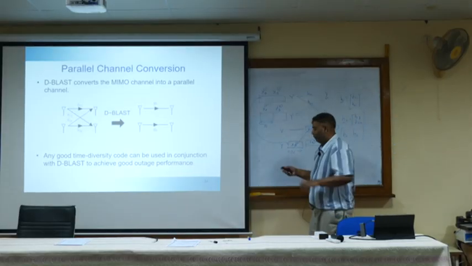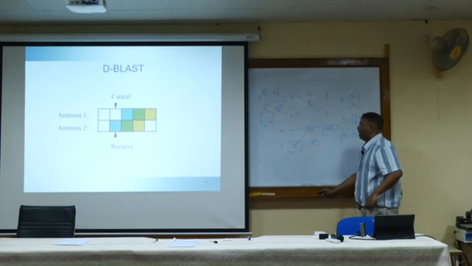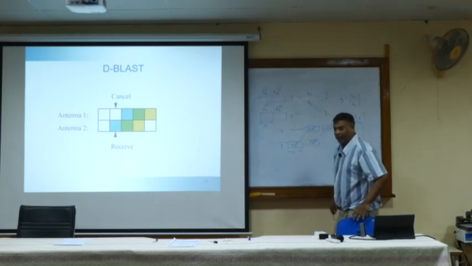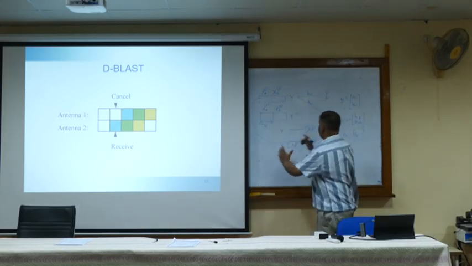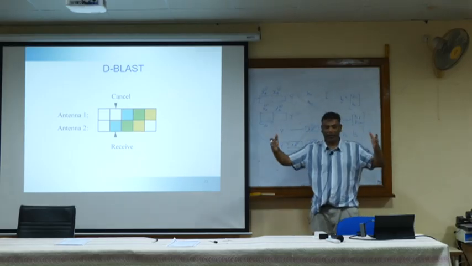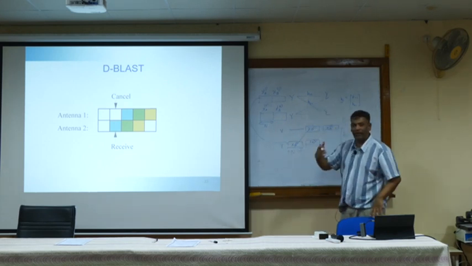So I hope you understand what D-BLAST is doing, because this is for the slow fading channel. In a slow fading channel, the channel is constant for a longer time. So your coherence time is very, very large, so there's not plenty of time diversity.